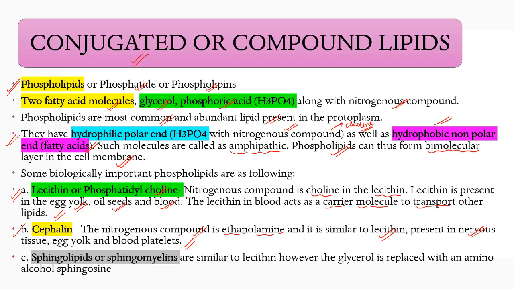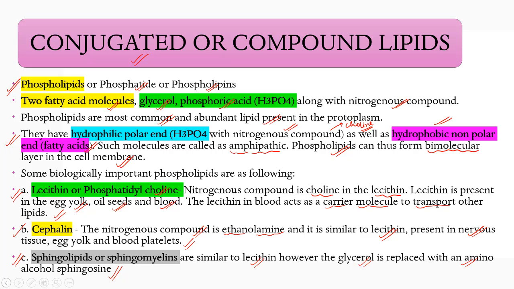Sphingolipids or sphingomyelins, the third category. They are similar to lecithin. However, the glycerol is replaced by an amino alcohol. Glycerol is absent in sphingomyelins or sphingolipids, in which glycerol is replaced by an amino alcohol, sphingosine. So, lecithin, cephalin, and sphingomyelins.